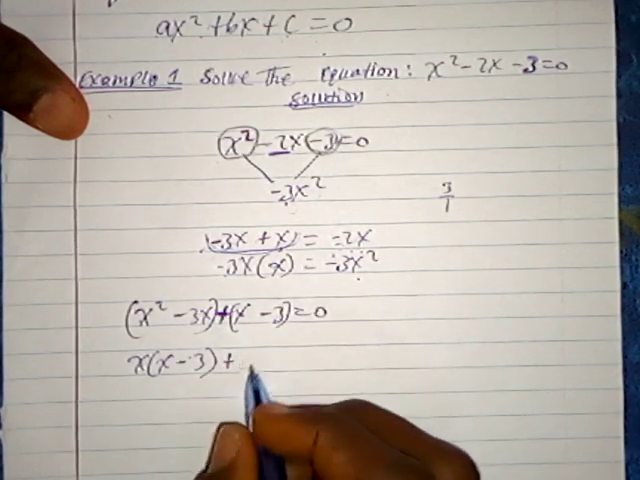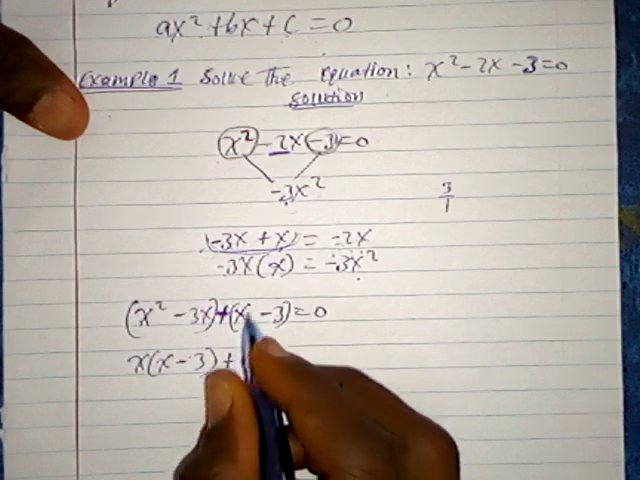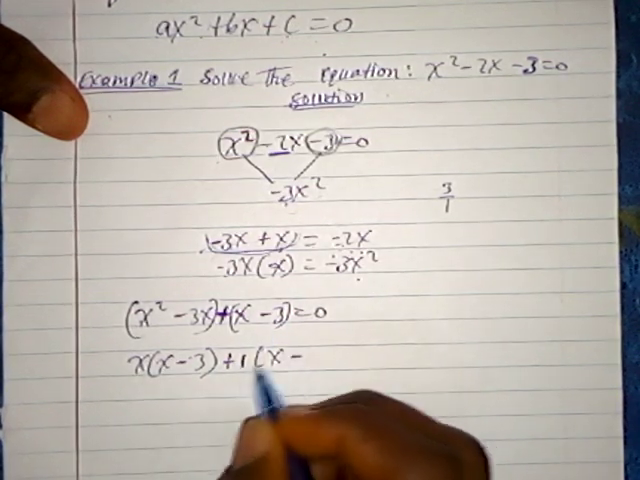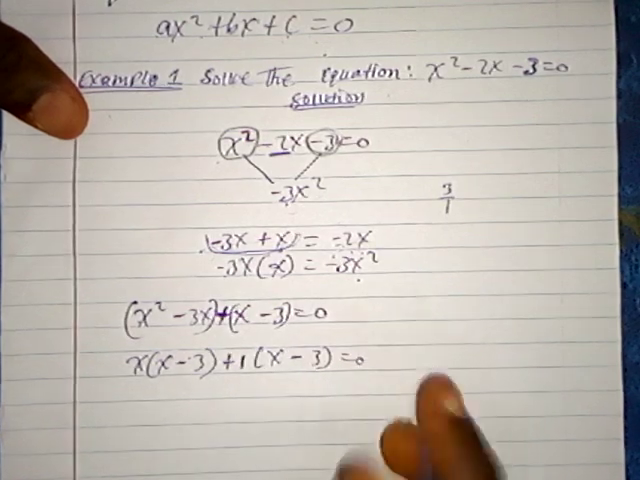Here the common factor is 1, right? 1 into x is just x. 1 into plus times minus is minus. 1 into 3 is 3, equals 0.